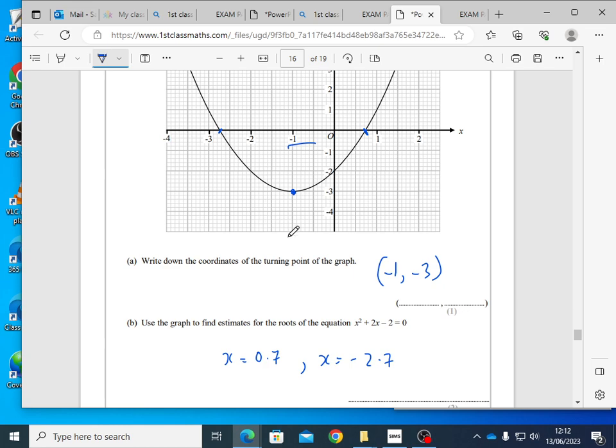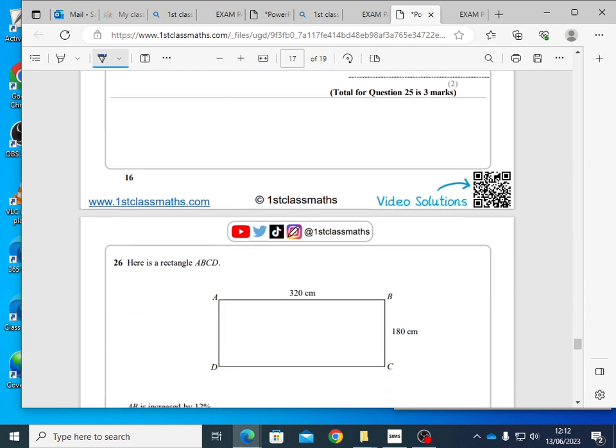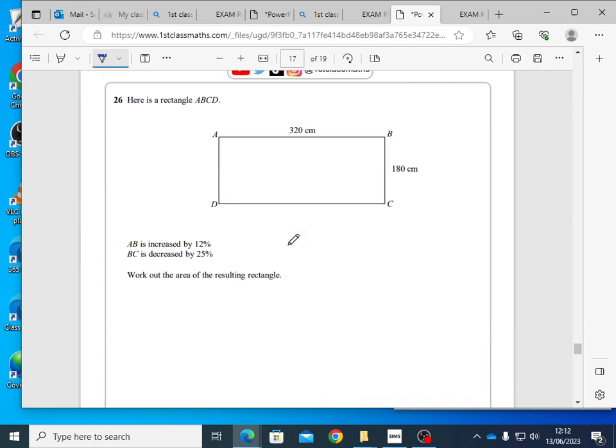That's when the graph will equal 0. Okay, let's move on. Here is a rectangle ABCD. AB is increased by 12%, BC is decreased by 25%. Work out the area of the resulting rectangle.